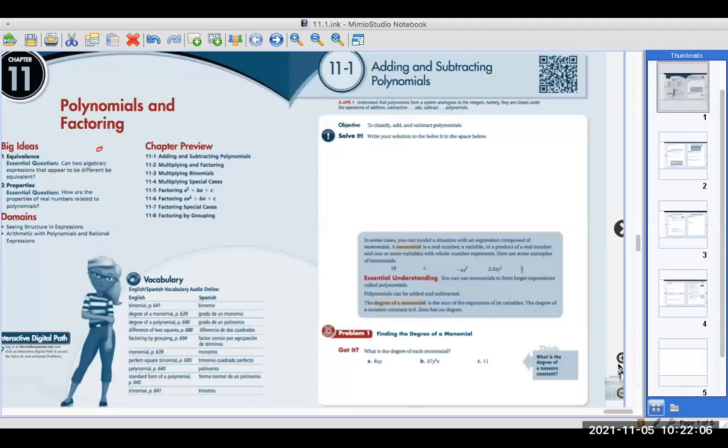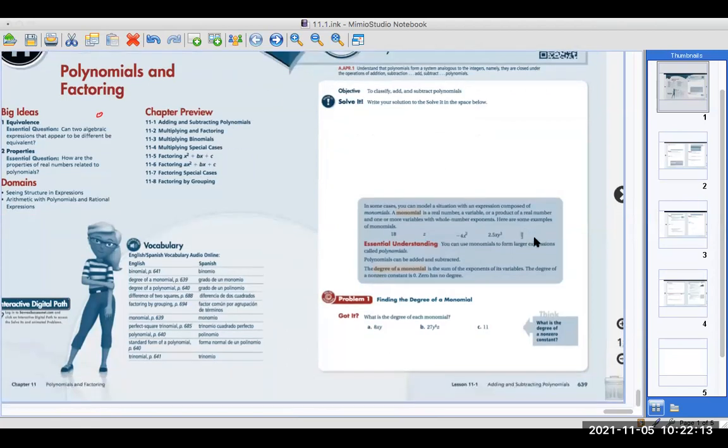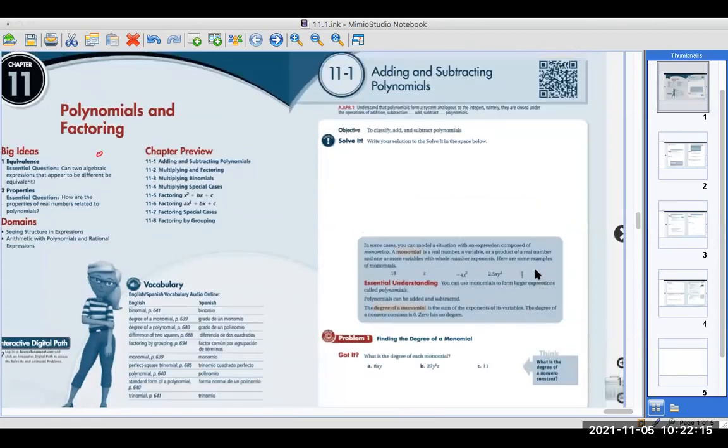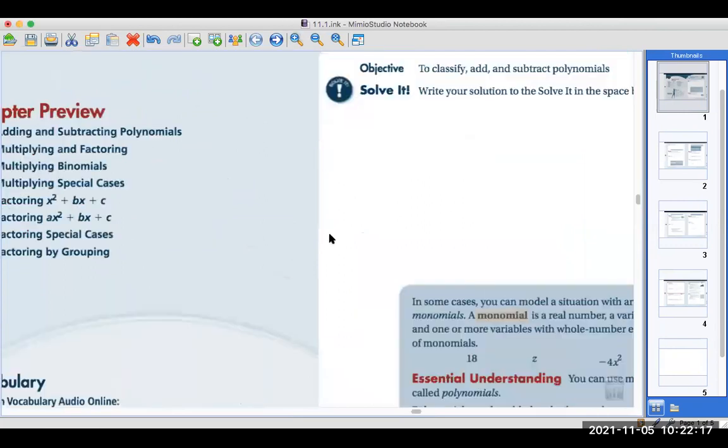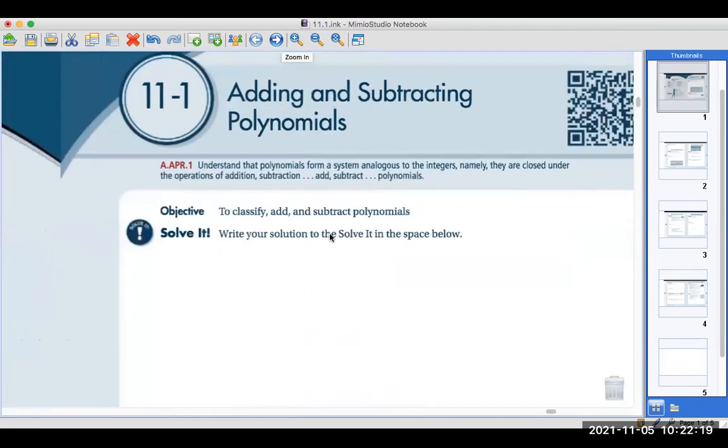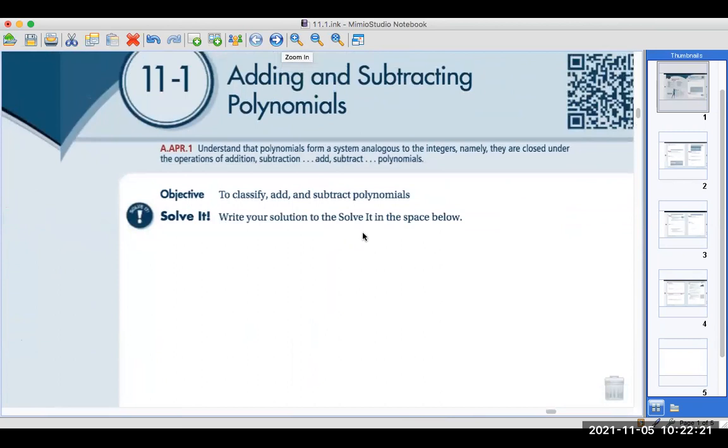Hello, everybody, and welcome to lesson 11.1, adding and subtracting polynomials in your textbook on page 639. So I'm going to urge you to listen to the audio, along with writing down all the notes.